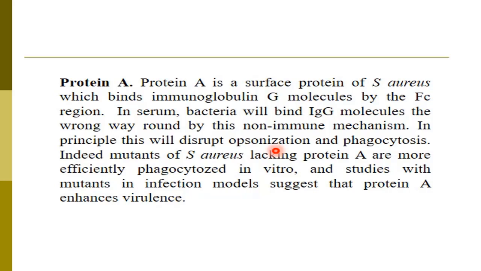Opsonization: when I need to visualize the antigen, I will render the opsonin on the surface of the antigen to show it to antibodies, followed by our phagocytic cells. Following that, it will go to phagocytosis. Okay. Indeed, mutants of Staphylococcus aureus lacking protein A are more efficiently phagocytosed in vitro.